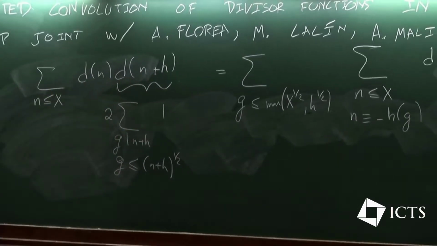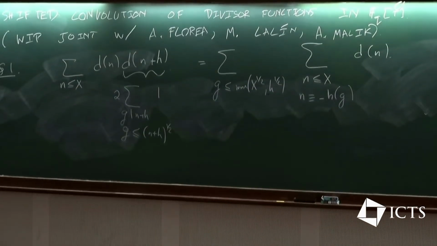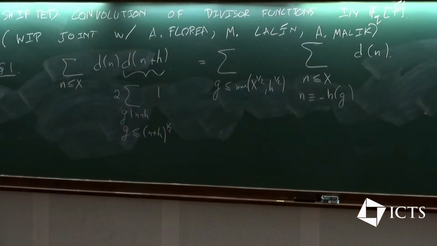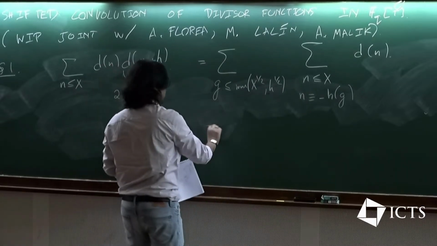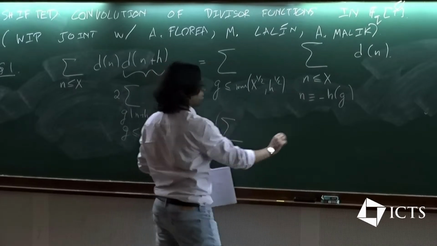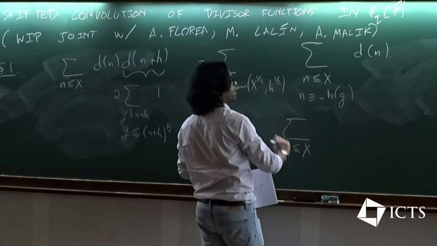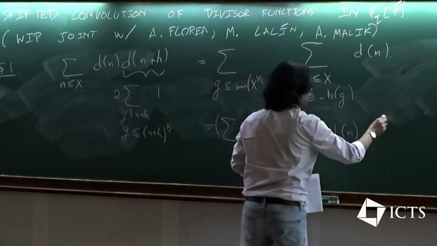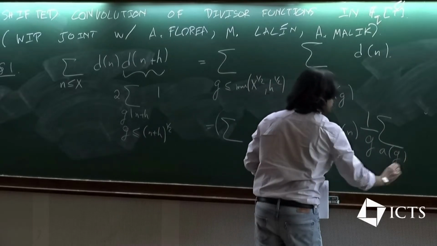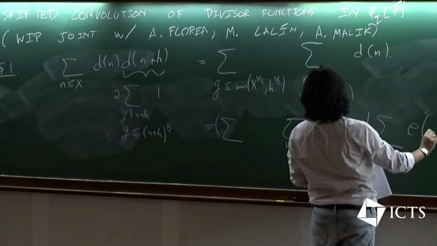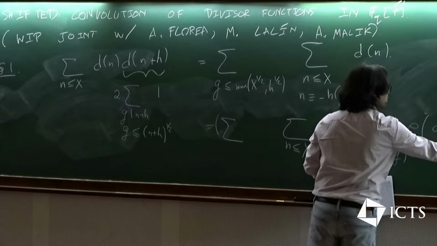Now, if you're an analytic number theorist, maybe you see a congruence condition and you want to throw a character in. So you detect this condition using additive characters. So this is the same g sum and the same n sum, but now the constraint goes away. And inside you have 1 over g times the sum over a mod g of the additive character e of a times (n plus h) over g.